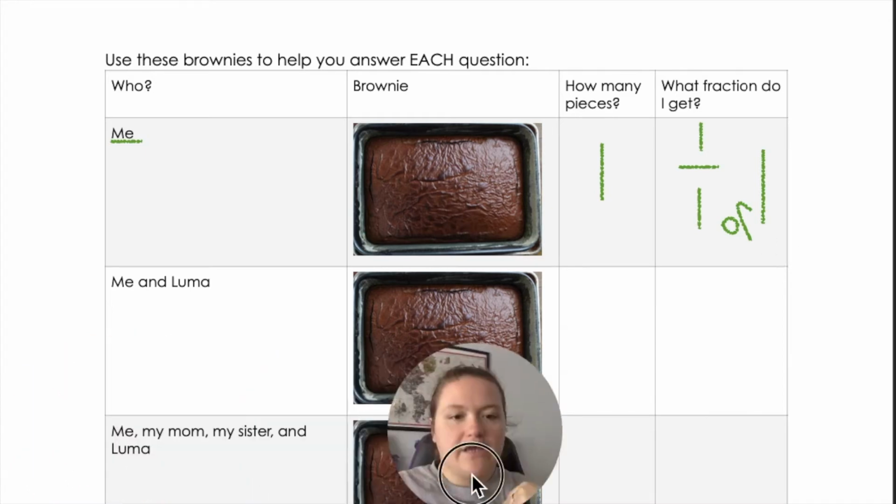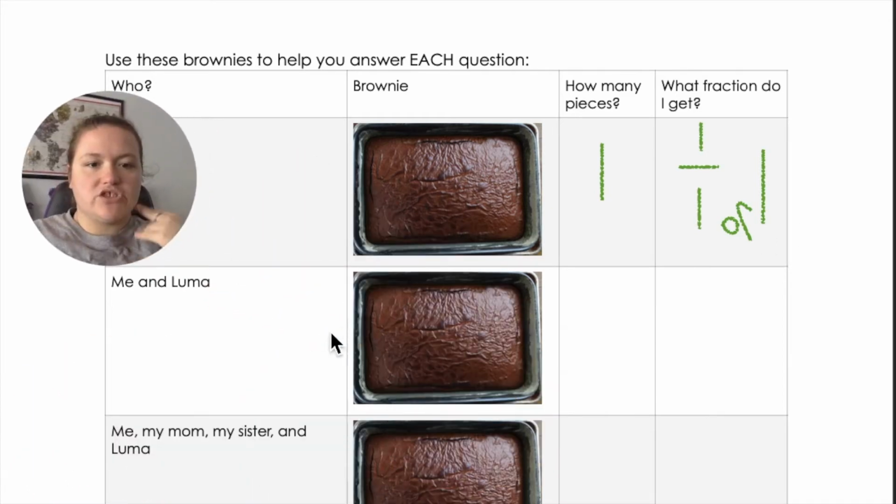All right, now we're looking at me and Luma share. So Luma comes in and I need how many pieces? Well, that depends on how many people we have. So let's count. We just have me and Luma. So that is 2 pieces. So let me split this into 2 pieces.